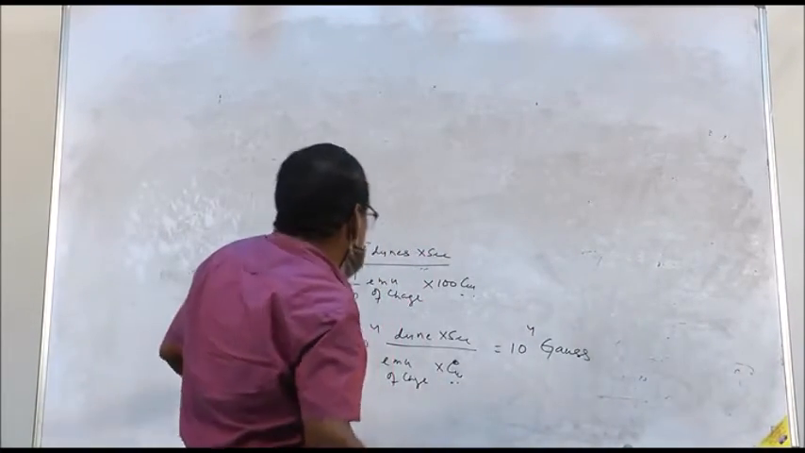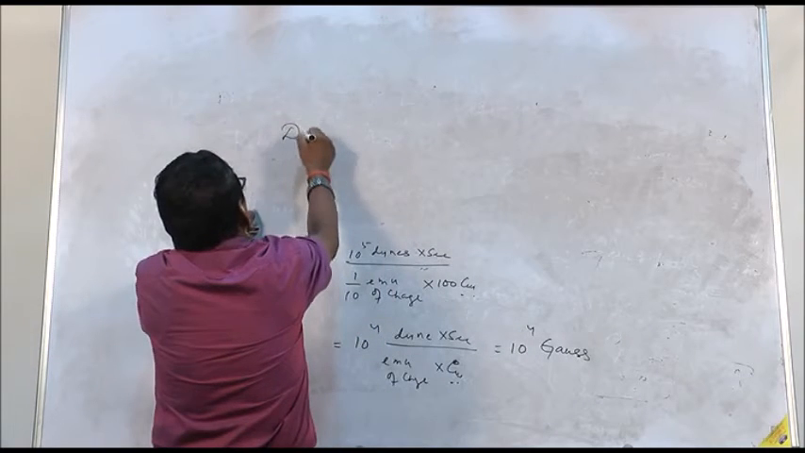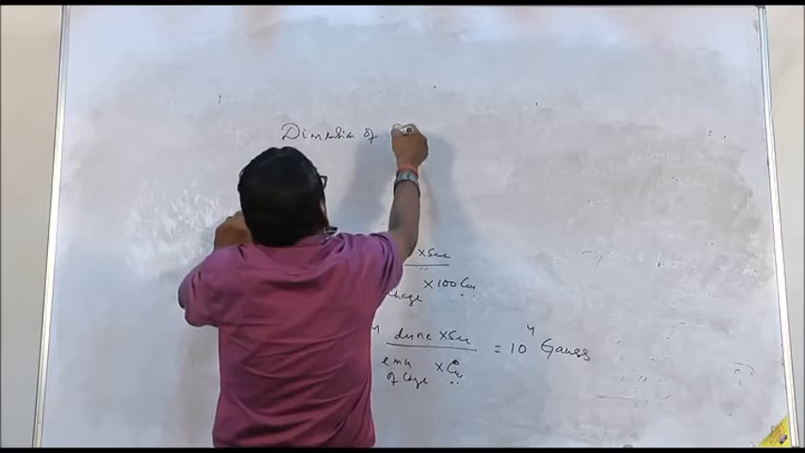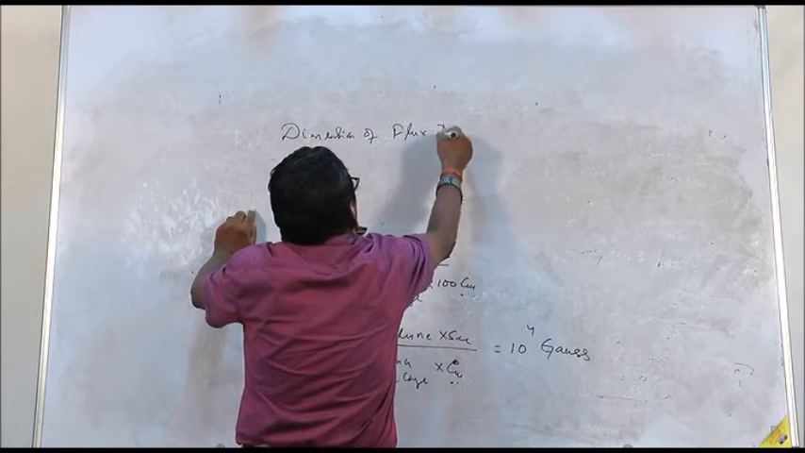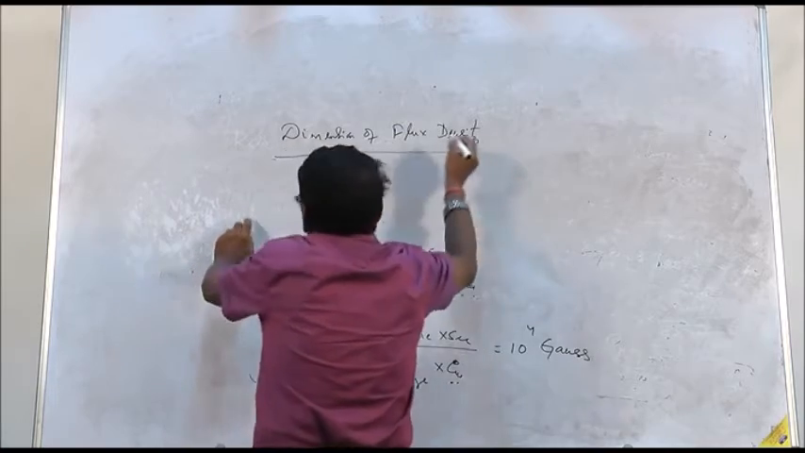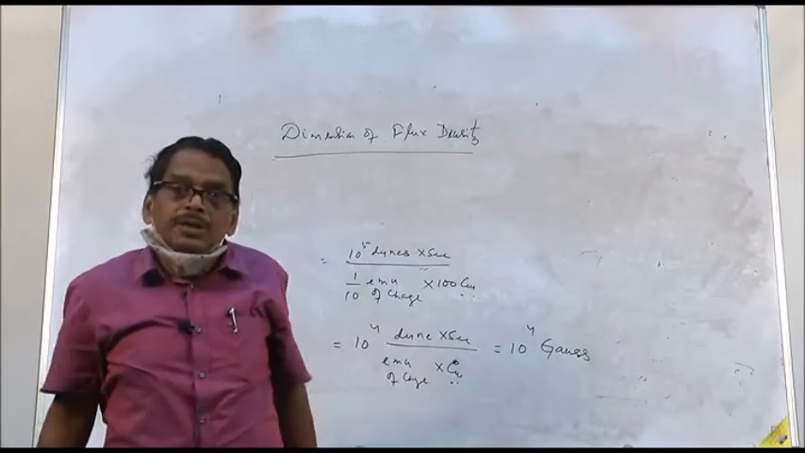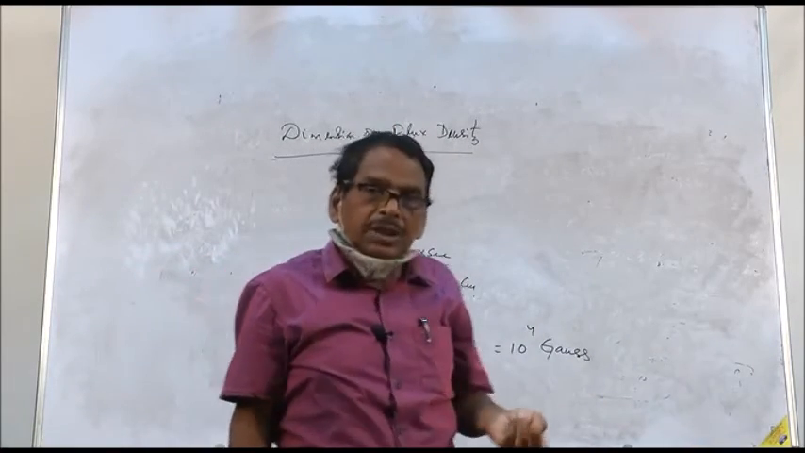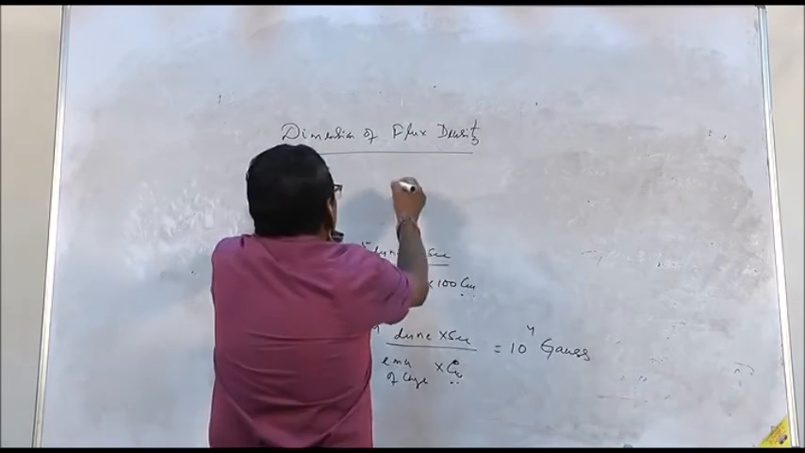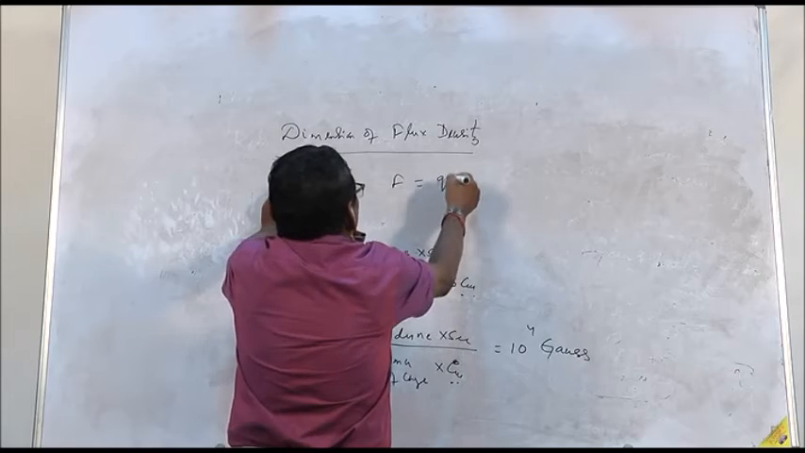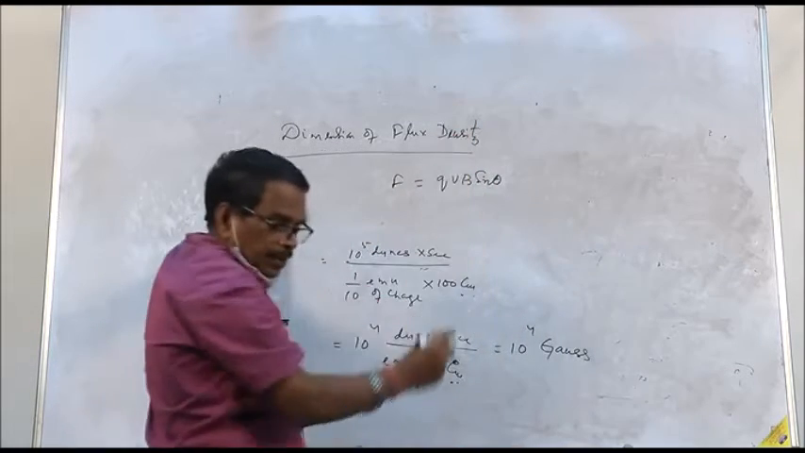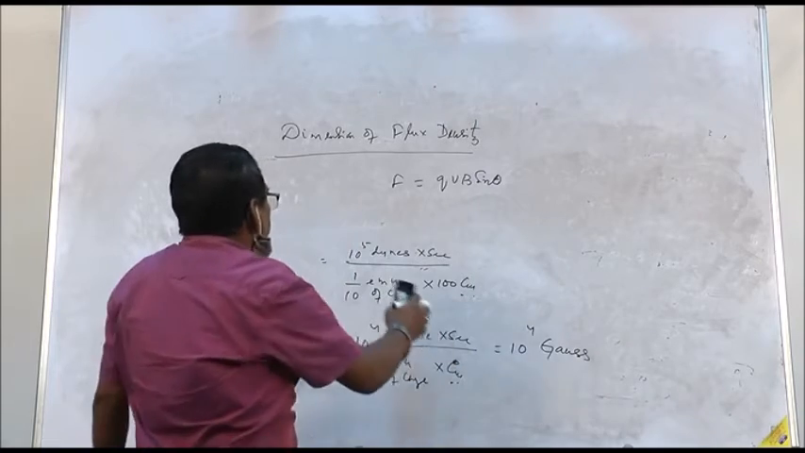Dimension of flux density. These are very important from the examination point of view. In the examination, you will be asked to find out the dimension of flux density or the unit of flux density. In a 1 mark question it may come, it may be 2 marks, etc. So from this formula, F is equal to QVB sin theta.